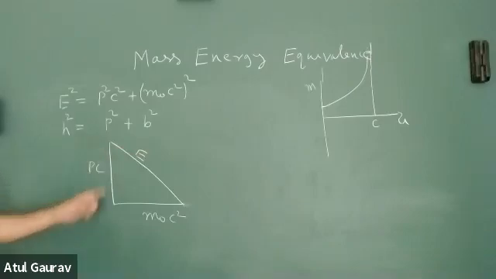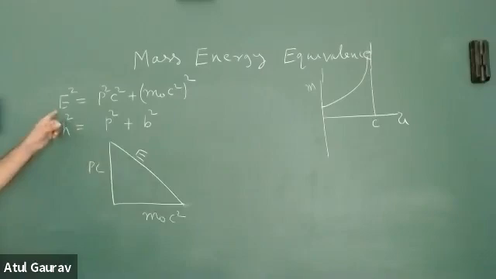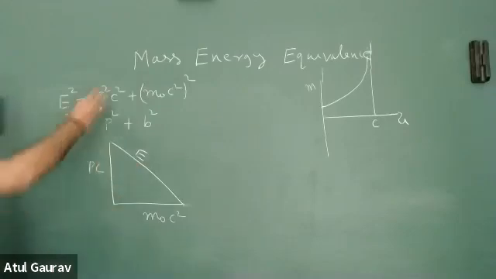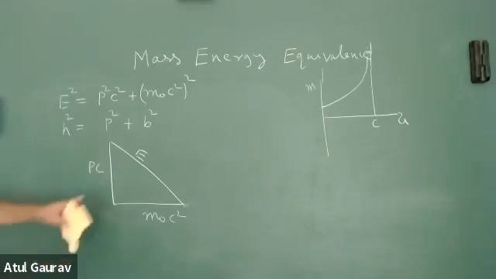This is PC, this is m naught c square, then this particular value is E. Then only you can write E square is equal to PC square plus m naught c square. So we have this triangular symmetry in this particular expression. And how can we use this triangular symmetry?